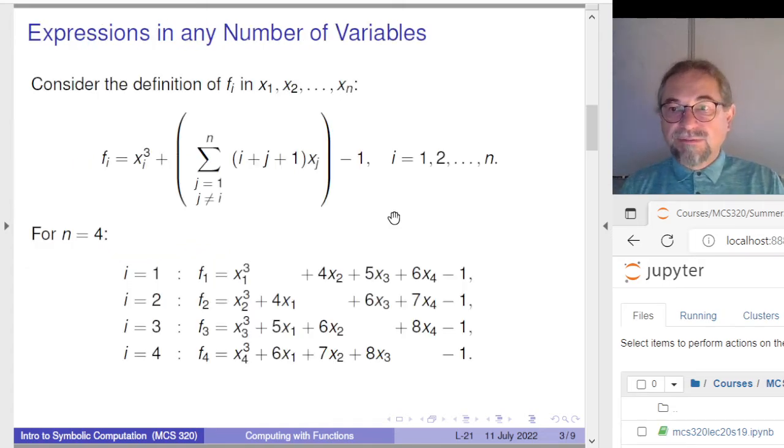Okay, so let's start with our first exercise. Make expressions as defined by this formula. This mathematical formula defines a sequence of expressions. So the dimension is n. n is the number of variables, so no longer x, y, z, but x1, x2 up to xn, where n is also the number of expressions that we are going to make.